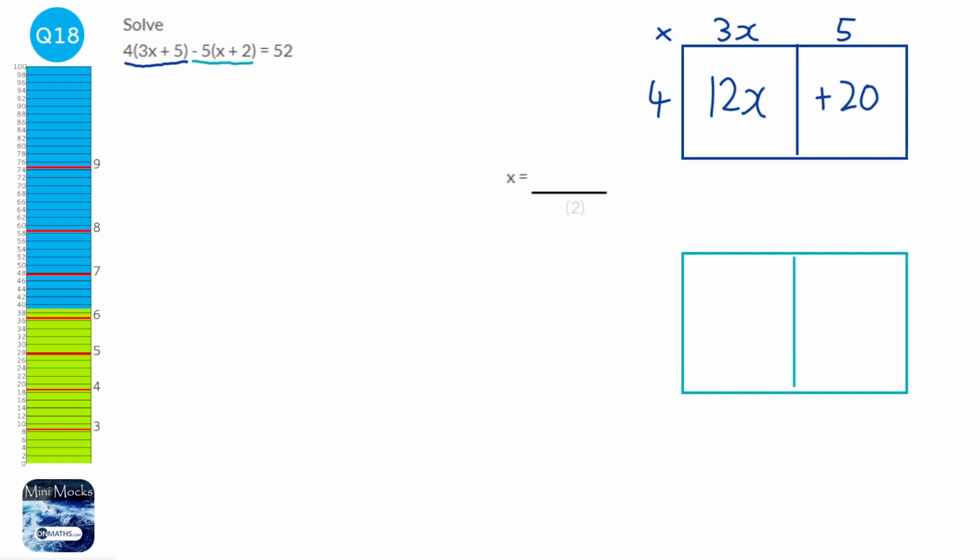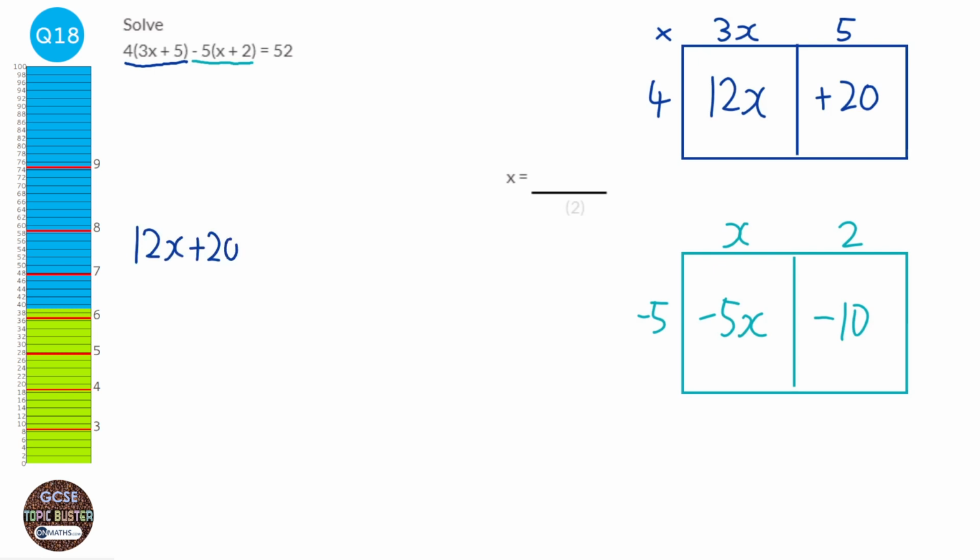Now on the outside of the brackets we've got to be careful here. It's not a 5, it's a minus 5. And inside the brackets is an x and a 2. So minus 5 times x is minus 5x. Minus 5 times 2 is minus 10. So when we put it all together, we get 12x plus 20 minus 5x minus 10, and then the rest of it is just equals 52.